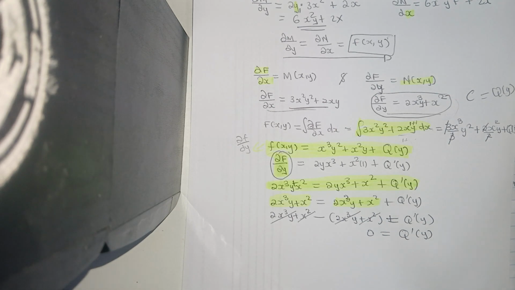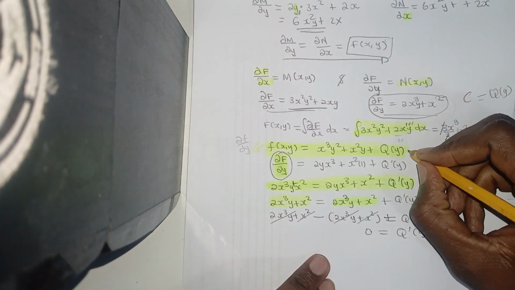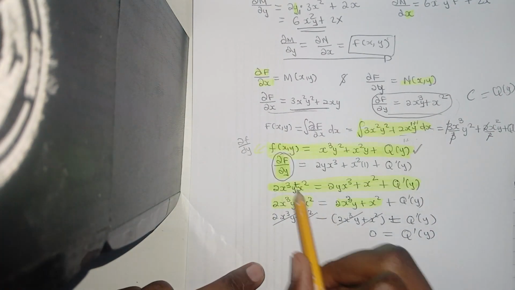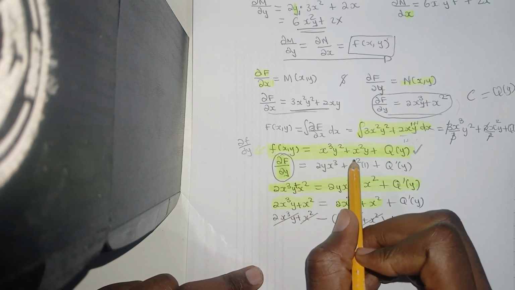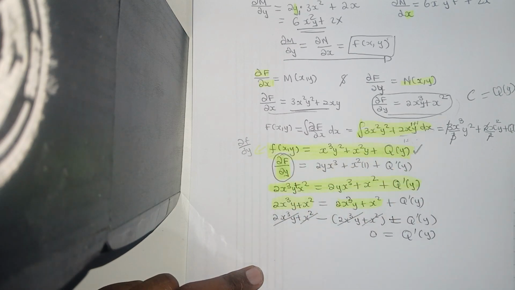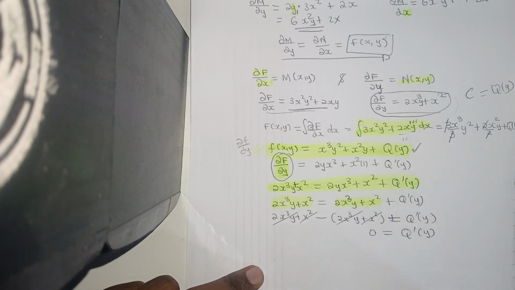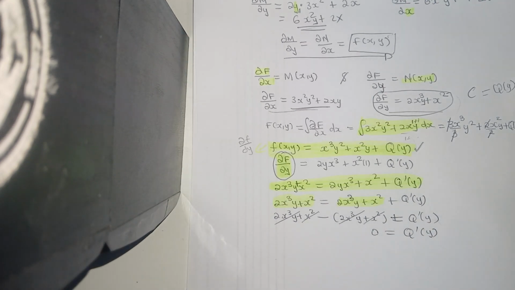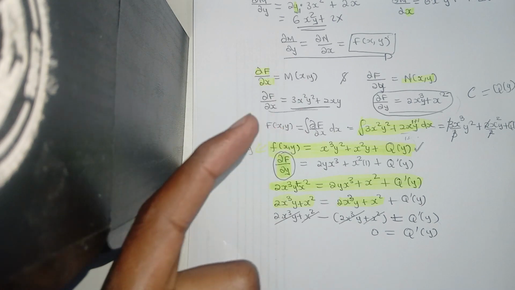Find f of x and y. Right? So now in the first step, we had f of x y is equal to x cubed y squared plus x squared y plus q y. Right? So at least let us find q y. How do we find q y? You know from high school, when you want to find the integral, we derive, and then from the derivative we go to integration. From integration we go to derivative.